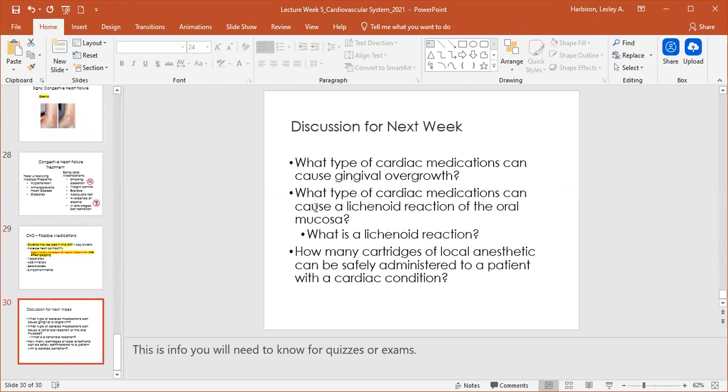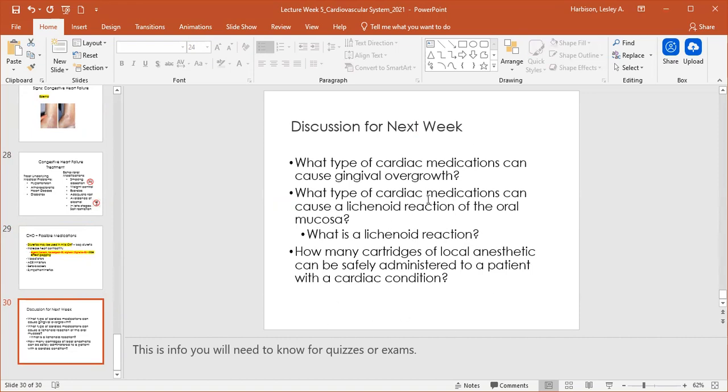I'm not sure that this is actually true. This just says discussion for next week. What type of cardiac medications can cause gingival overgrowth? What types of cardiac medications can cause a lichenoid reaction? What is a lichenoid reaction? How many cartridges of local anesthetic can be safely administered to a patient with a cardiac condition? I think you should answer these questions, but I don't know that we're going to have time to specifically discuss them next week. I can post the answers somewhere in Moodle, because this is all stuff you may be tested on. So I obviously want you to pay attention to these topics.